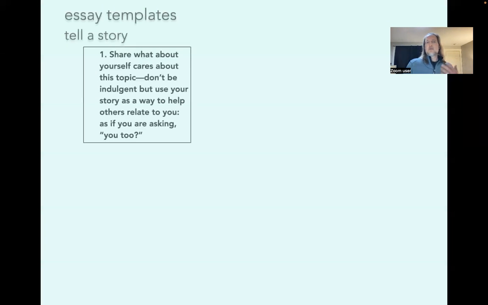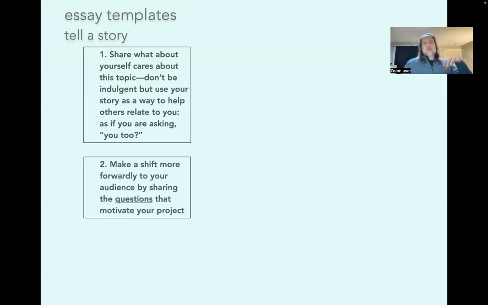So number 1, share about what you care about. What about you cares about this topic? Don't be indulgent, but maybe use a story or anecdote of yourself that ties to what's going on, that other people could relate to. In other words, the story in the opening is really showing style, nuance, personality, maybe humor, and you're drawing us a little bit in with a situation or a moment that you had that really says, oh, hell yeah, I've been there before too. And it gets me to smile alongside you or just experience what you want me as a reader to experience.